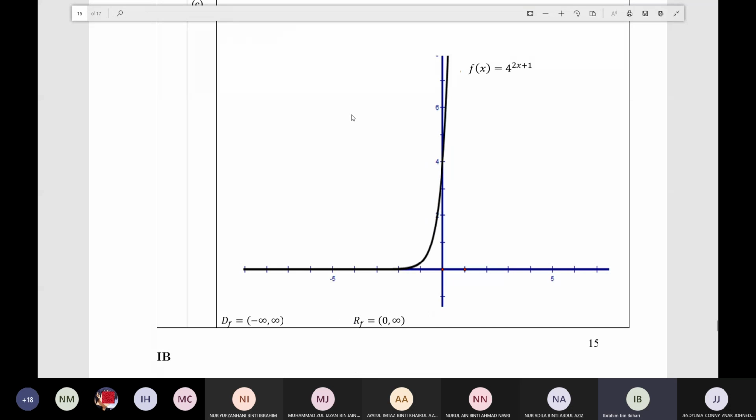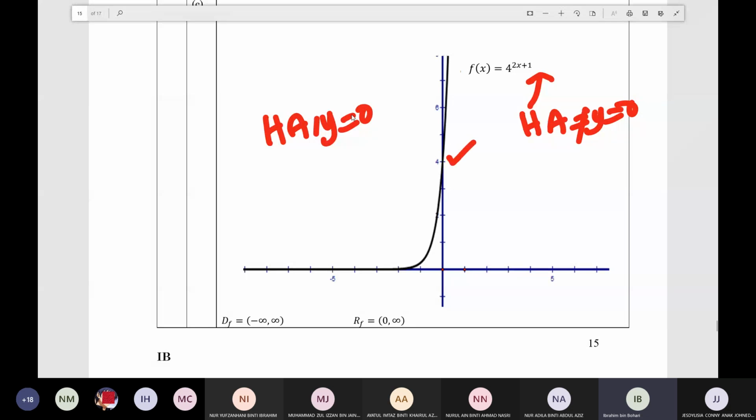4 raised to the power of 2x plus 1. Horizontal asymptote, y here equal to the 0. Kosong. Kalau you boleh check this one, value of HA here memang kosong. Okay. And intercept here at the 4. Okay. And the shape pun okay macam ini. And domain and the range of the function.